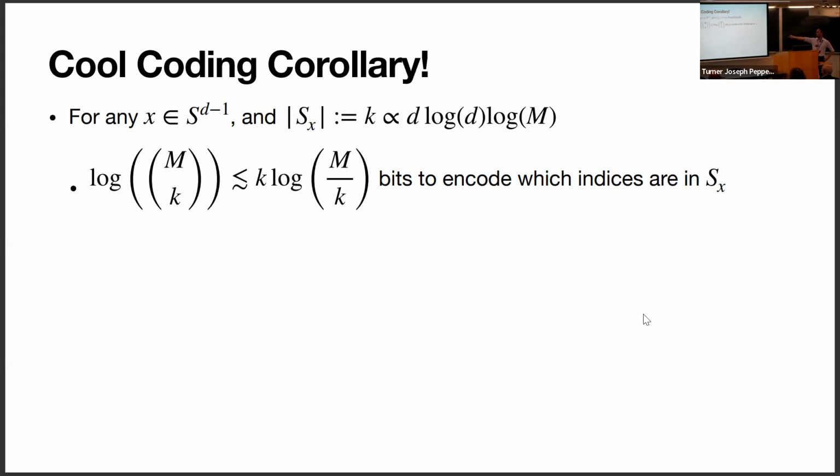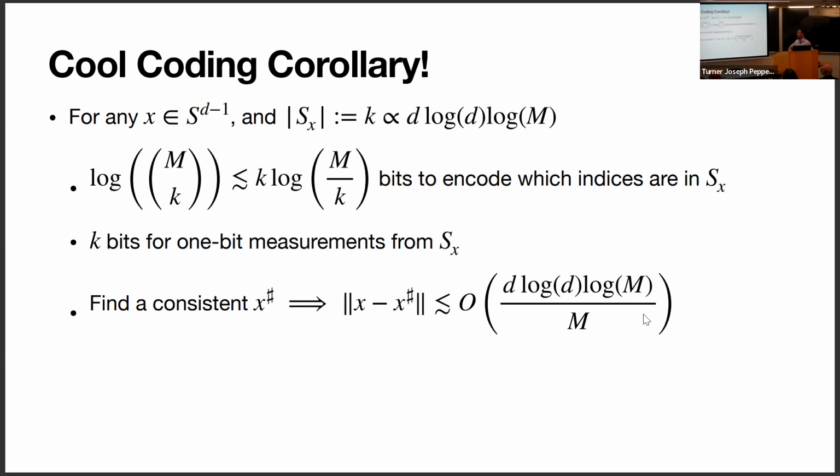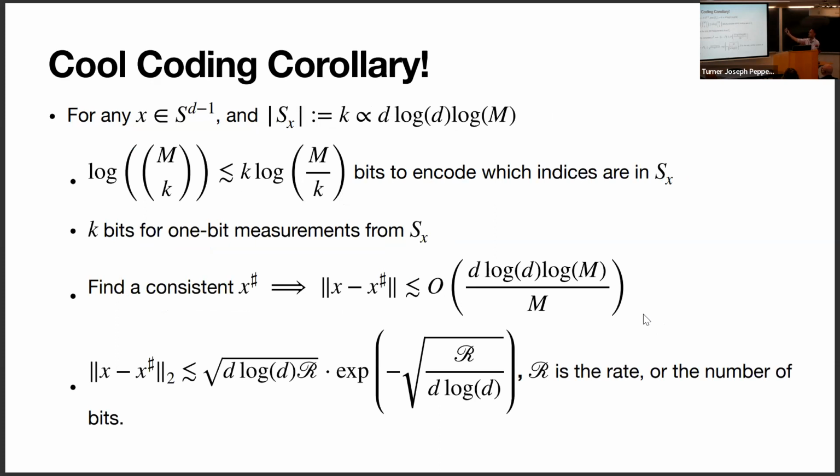Well, we need log M choose K bits to encode which vectors from my frame of M total vectors are in S sub X. I'm using k to denote the cardinality of this subset. And we need k bits for each of the 1-bit measurements coming from vectors in S sub X. And if you find a consistent x sharp, or an x sharp that satisfies the hypotheses of our theorem, then the distortion is going to decay, again using squiggles here, ignoring some log terms in the denominator, something like Goyal's and JLBB's bound for the distortion. Work a little bit of algebra to solve for the rate as a function of M, make some substitutions, and what you'll find is we have a root exponential rate distortion trade-off here, which is dramatically better than Goyal's linear decay in distortion as a function of rate.